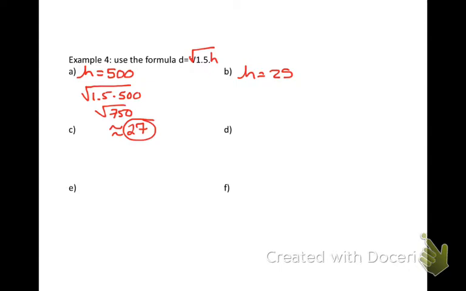So for B, 1.5 times 25. For your homework, they might just have it where they give you the word problem and you just put in the number for where it is. So this is square root of 37.5. And that number is about 6.